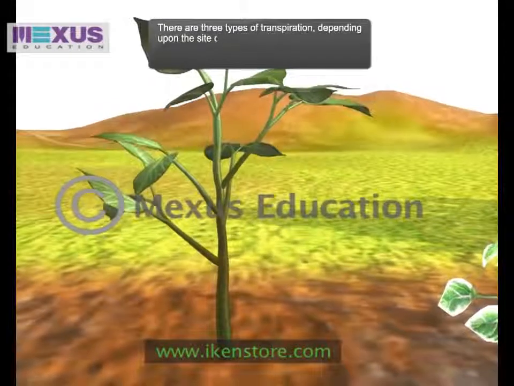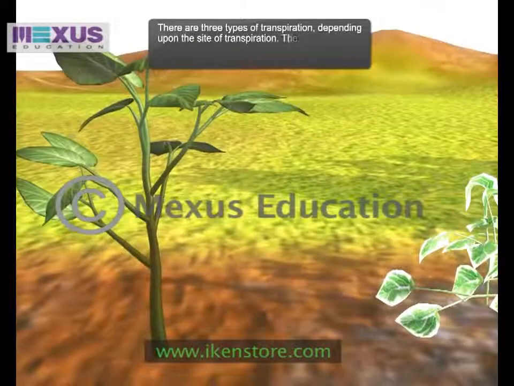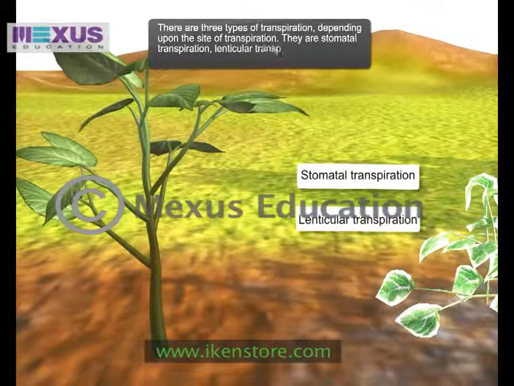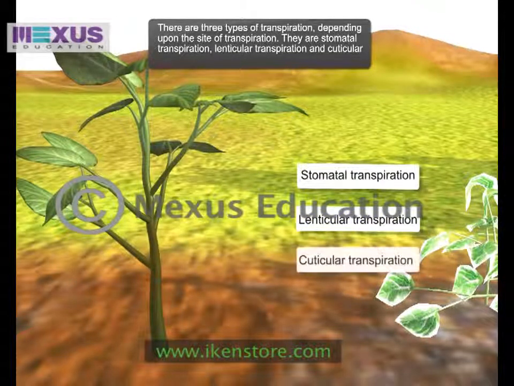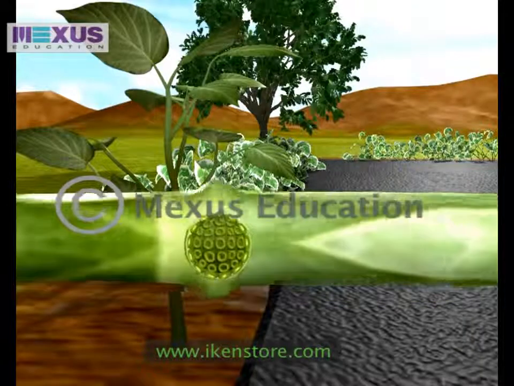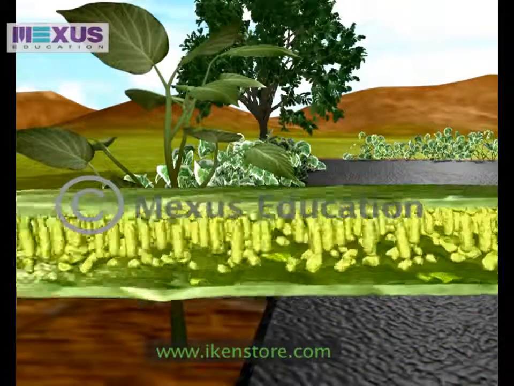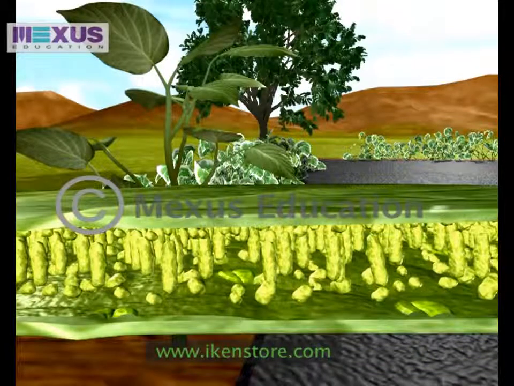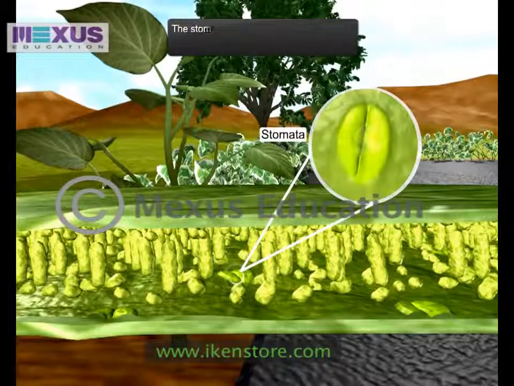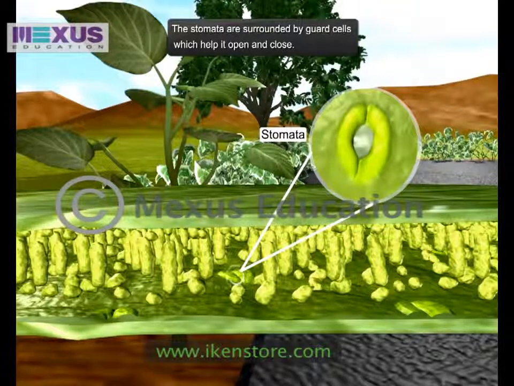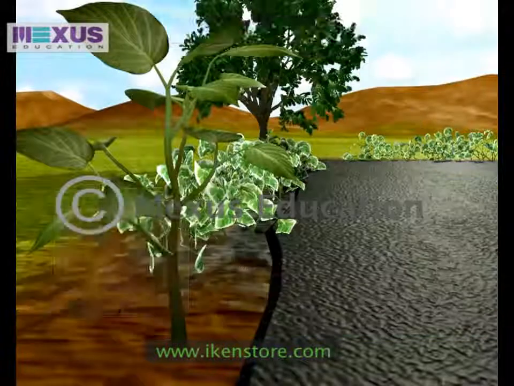There are three types of transpiration, depending upon the site of transpiration. They are stomatal transpiration, lenticular transpiration, and cuticular transpiration. Stomata, as mentioned before, are the openings on the leaf surface through which transpiration takes place. The stomata are surrounded by guard cells which help it open and close. This is how stomatal transpiration takes place.